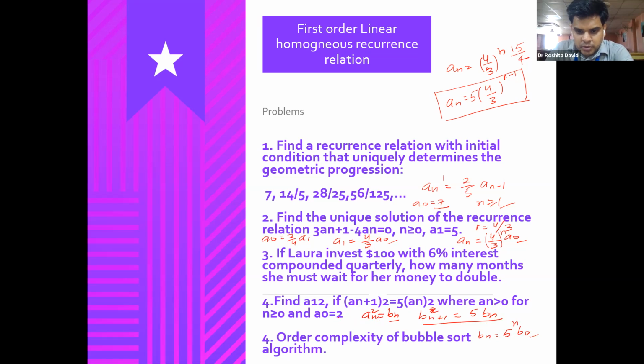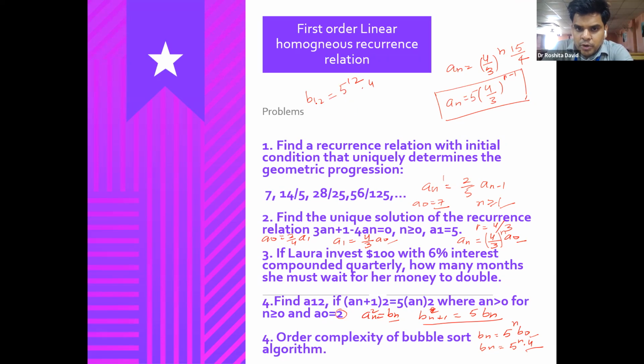How can we find b0? From a0 definitely. So b0 is a0 squared, which means 4. So b(n) is 5 to the power n into 4. What they want is a12, so I will move on to b12. So b12 is nothing but 5 to the power 12 into 4.